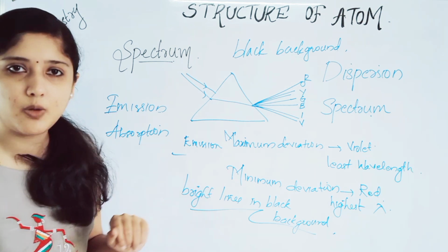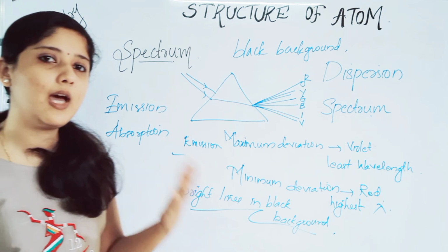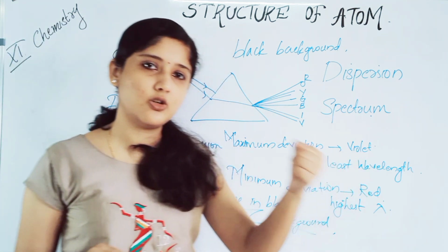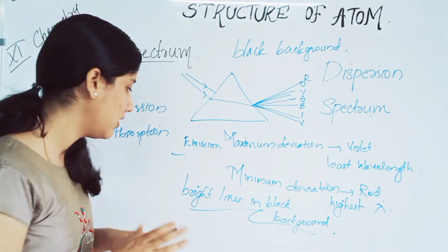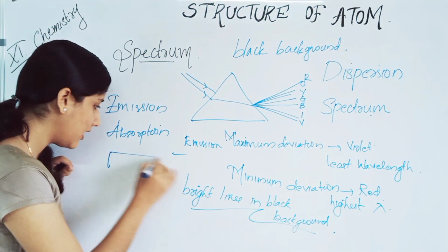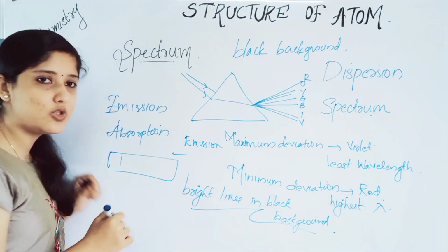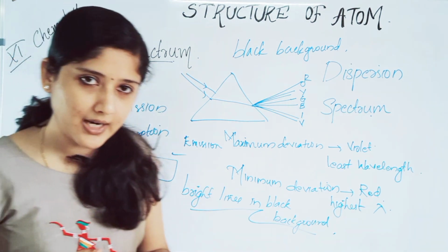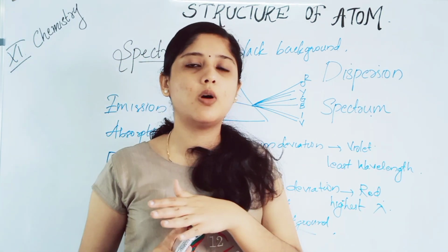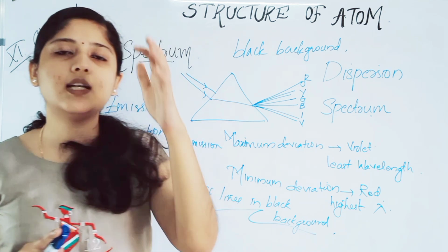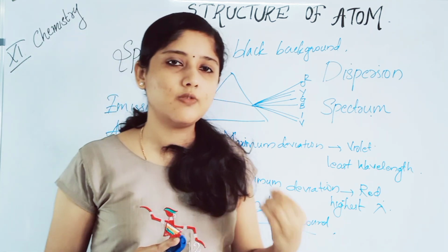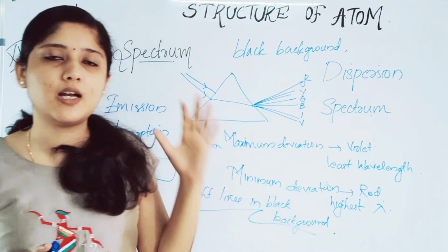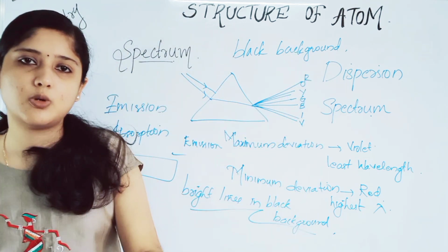Similarly, we have absorption spectrum. When normal sunlight or normal light is passed, we will obtain a continuous spectrum of white light. When it is split, we will obtain what? A continuous spectrum. Inside that continuous spectrum, if there are dark lines, that is called an absorption spectrum.